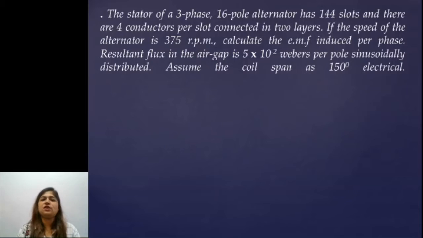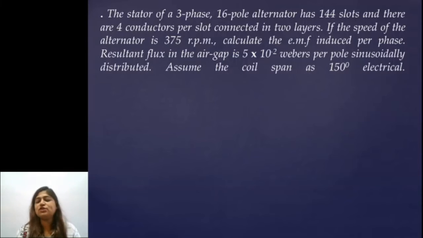The stator of a three-phase 16-pole alternator has 144 slots and there are 4 conductors per slot connected in 2 layers. If the speed of the alternator is 375 rpm, calculate the EMF induced per phase. Resultant flux in the air gap is 5 into 10 raised to power minus 2 Weber per pole sinusoidally distributed. Assume the coil span as 150 degree electrical.